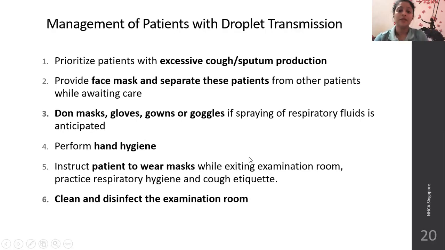Managing patients with droplet transmission: prioritize patients with excessive cough or sputum production, provide a face mask, and separate these patients from other patients. Do not mix them in the waiting area. Don mask, gloves, gown, or goggles if spraying of respiratory fluid is anticipated, and always perform hand hygiene. Instruct the patient to wear a mask while exiting the examination room. Practice respiratory hygiene and cough etiquette. Clean and disinfect the examination room. It is almost similar to airborne transmission.